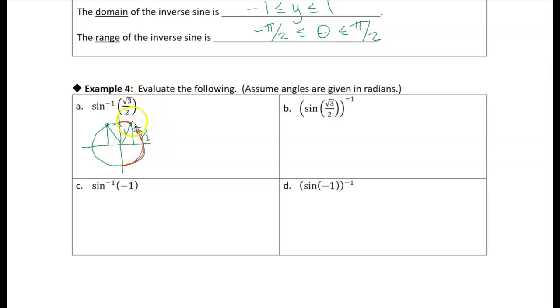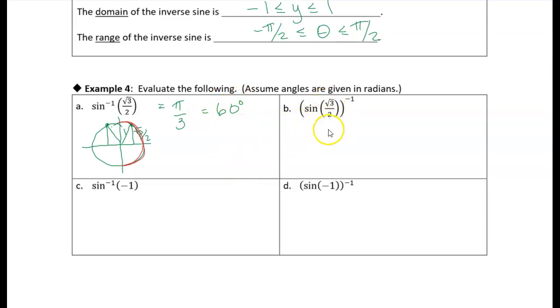So we're not going to get that. If you put that square root 3 over 2 in your calculator, you're going to get a value on the right half of the circle, so angles between minus pi over 2 and pi over 2. All right, so what do we get? If you use your unit circle and look at the point that has a y value of square root 3 over 2, you get pi over 3 or 60 degrees.